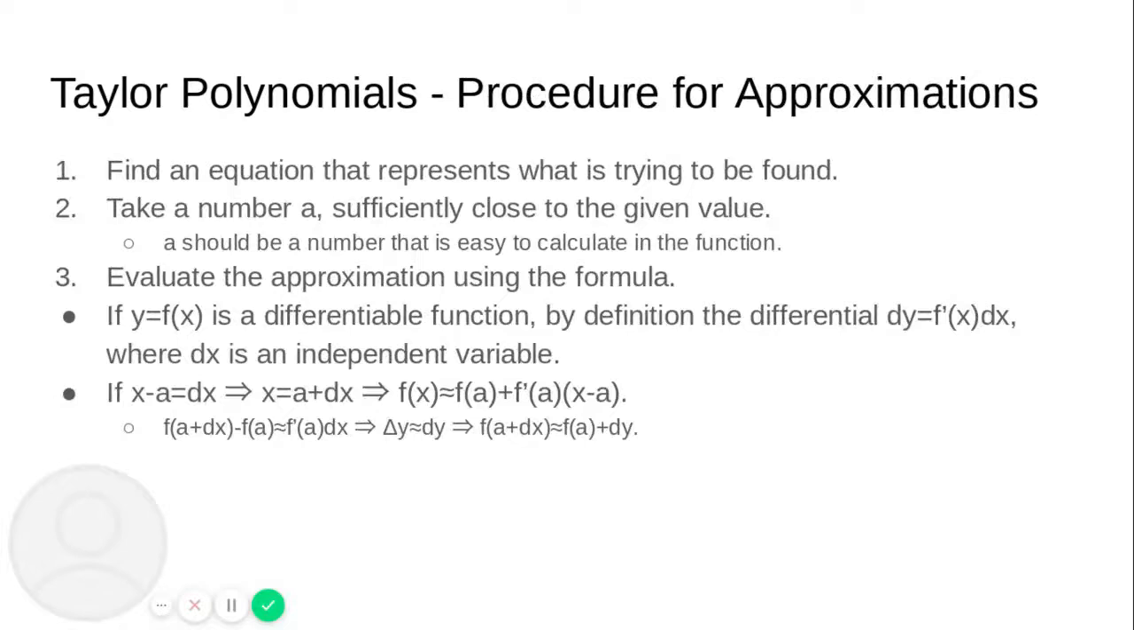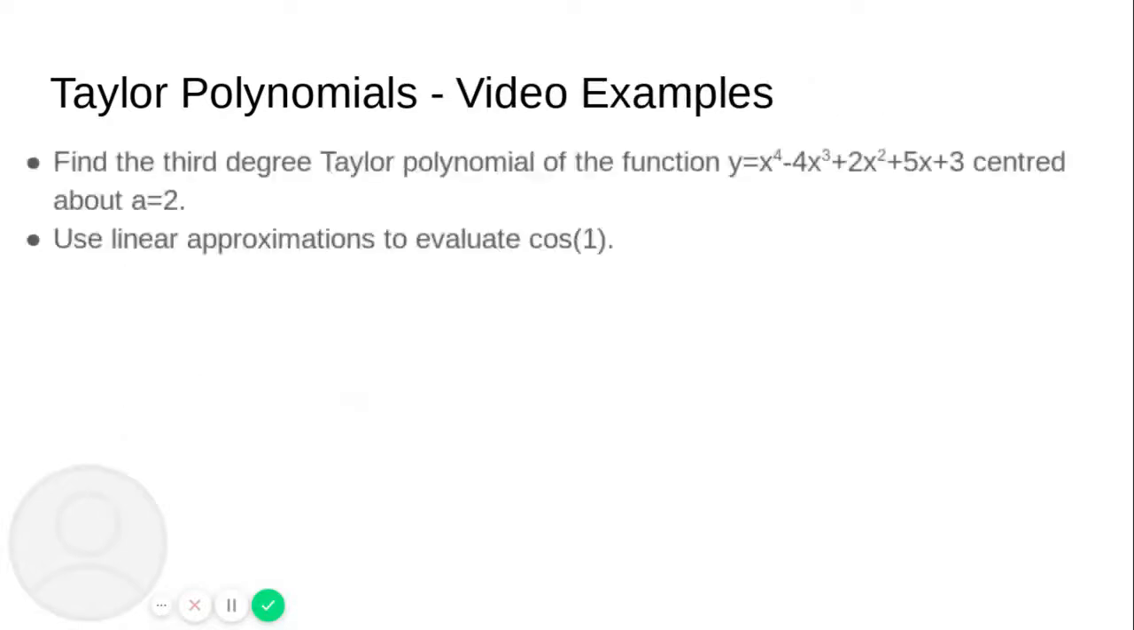Additionally, we can do this with derivatives. If y equals f of x is a differentiable function, by definition the differential dy equals f prime of x dx, where dx is an independent variable. Then it follows that we can essentially add the differential dx to a if needed.